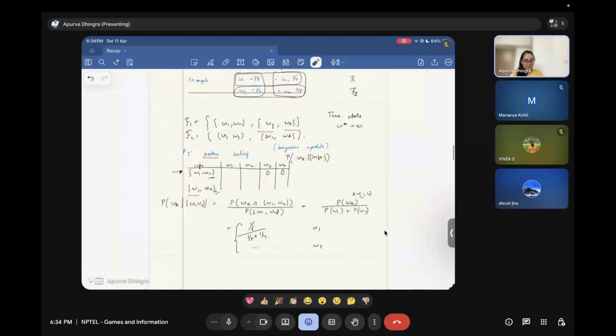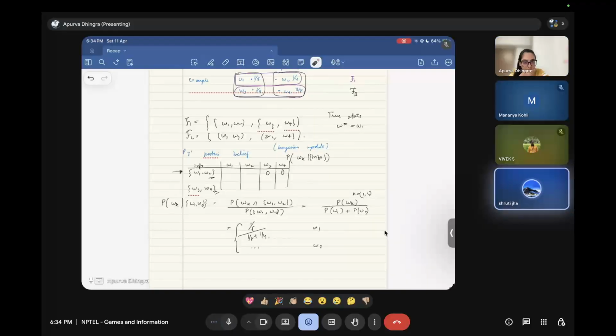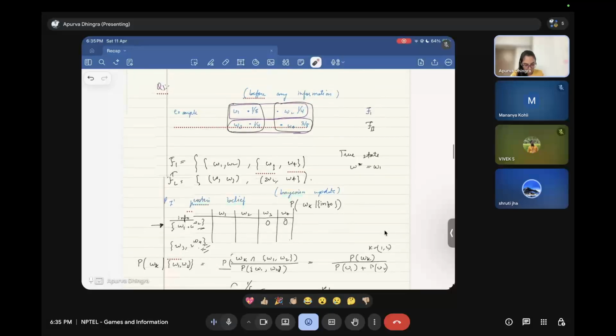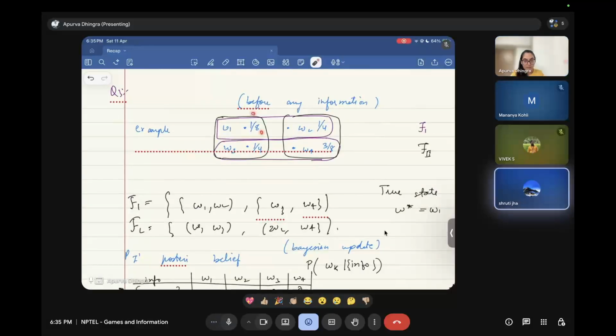Why is this 1 by 8 and not 1 by 4? The probability of W1 is getting W1 divided by the probability of those two, and the probability of W1 is 1 by 8 here. Oh, right. Okay, then I understand.